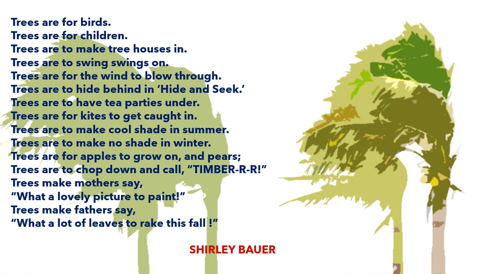Trees are for birds. Where do birds live? On trees. They build their nests on trees, or they peck the tree trunk to make holes in and live in. So trees are for birds. Trees are there to provide shelter for birds.